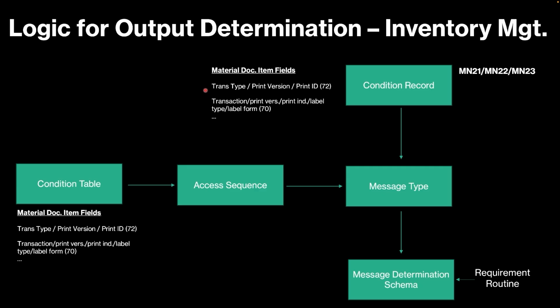We'll see in SAP how we do this configuration, then we'll see how we maintain the condition record, then we'll post the document and see how output types get determined.